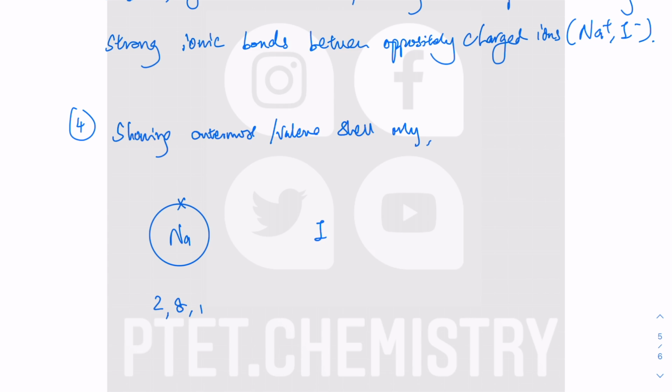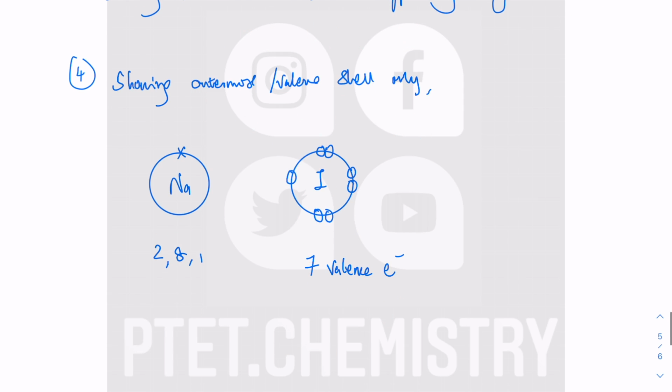This is going to be iodine. So I show the outermost shell electron only. 1, 2, 3, 4, 5, 6, 7. So it's got 7 valence electrons. I do not want to confuse you because electronic configuration of iodine is quite long and complicated. I will just write 7 valence electrons because it's in group 7. This is in group 1. Okay, so what it does is transfer of electrons.